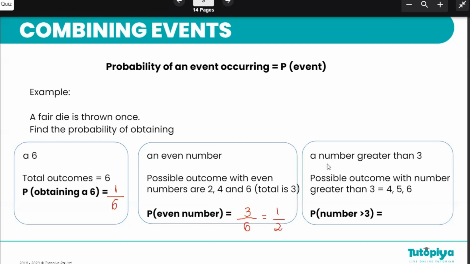Then finally, what's the probability of obtaining a number greater than 3? Again, we need to list our possible outcomes. On a fair dice, the possible outcomes for a number greater than 3 would be the numbers 4, 5, and 6. So again, there's 3 possible outcomes out of a total of 6 outcomes, giving us the answer 1/2 again.